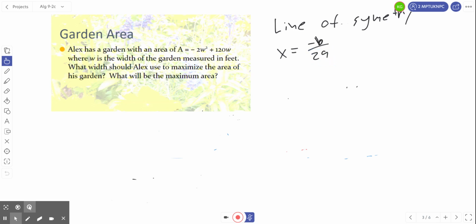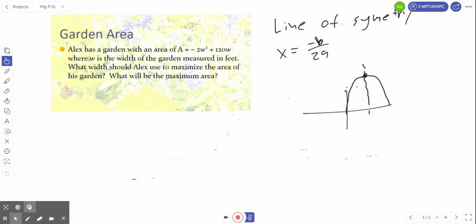Alex has a garden with an area of A equals negative 2w squared plus 120w, where w is the width of the garden measured in feet. What width should Alex use to maximize the area? So this is going to be a graph of a garden, something like this, although it should go through the origin. We're trying to find that vertex. We need to know the x coordinate of the vertex.